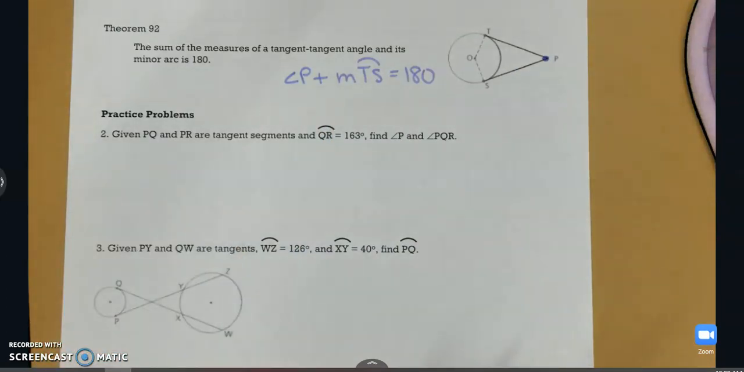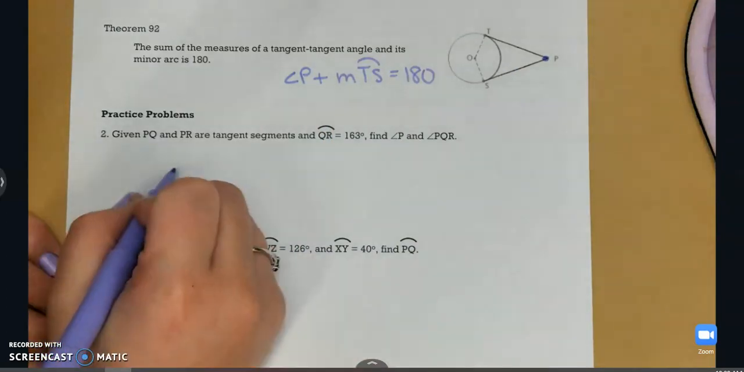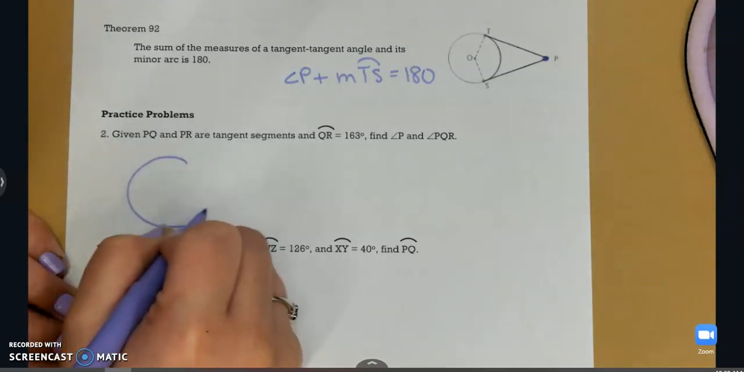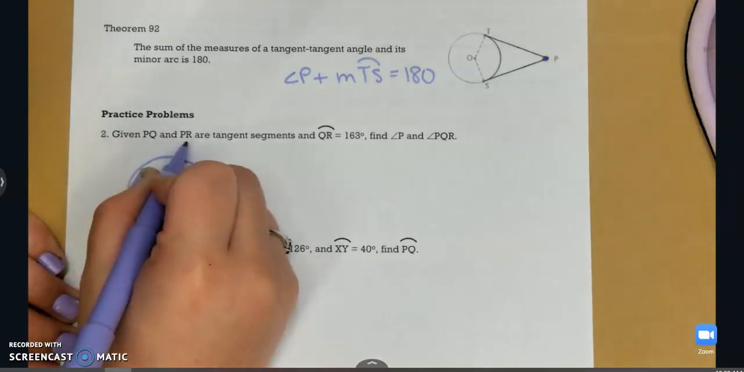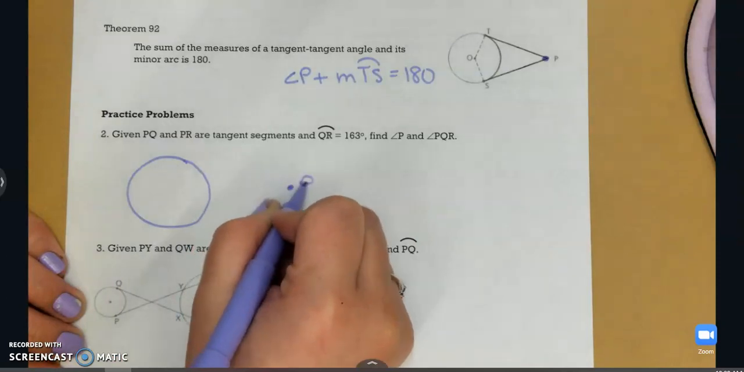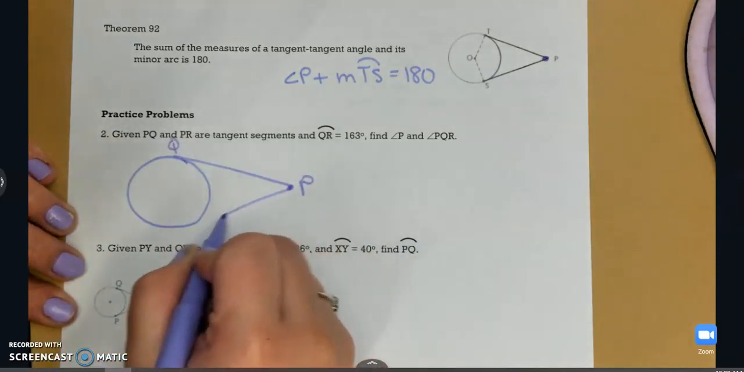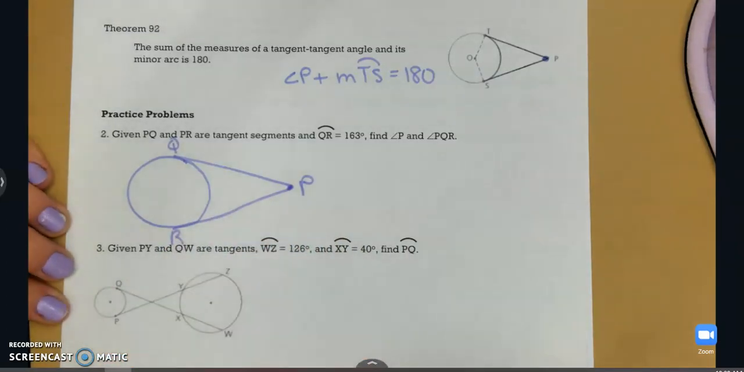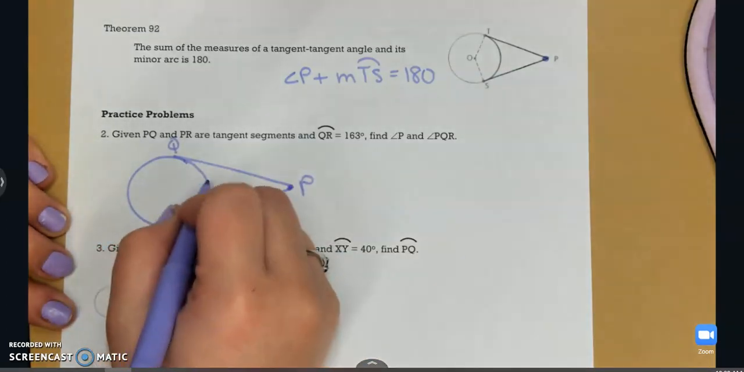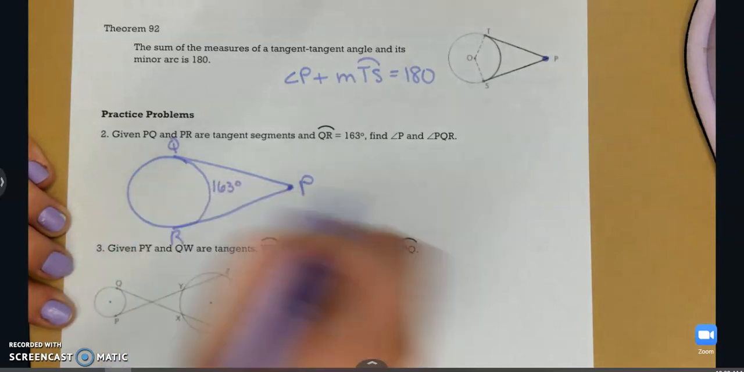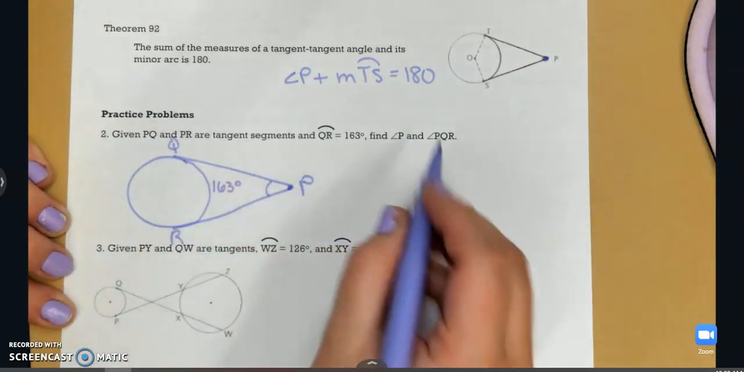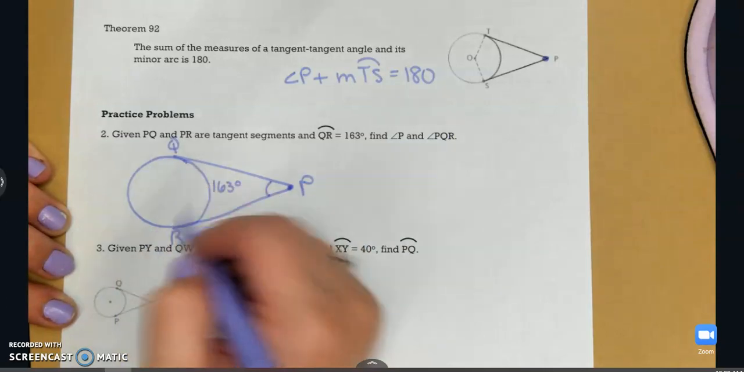So let's look at problem 2, and we're going to use that knowledge. Given PQ and PR are tangent segments, which means I need to draw this in. I'm going to have a circle. And because I have PQ and PR, that tells me P is the external point that they're both drawn from. So there's PQ, there's PR. And if arc QR is 163 degrees, find the measure of angle P and angle PQR.